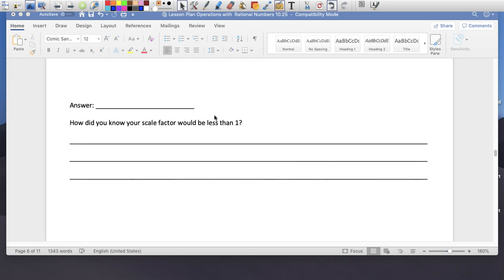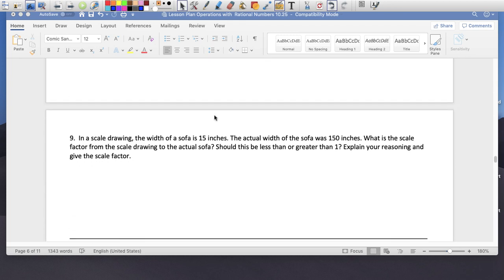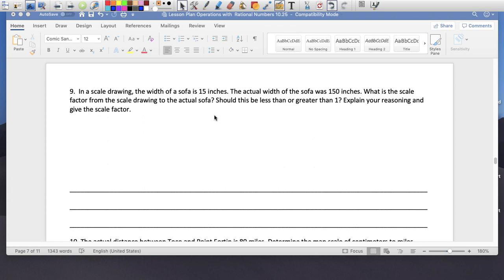And how do you know it would be less than 1? Because it's a reduction every time. The second picture is smaller, so you know that your scale factor is going to be less than 1.